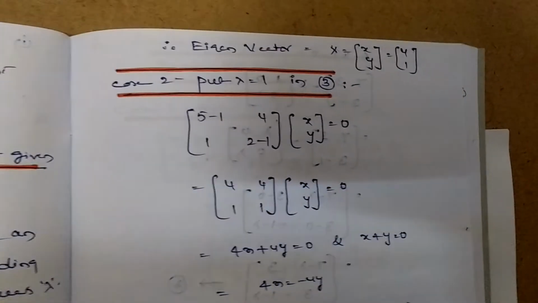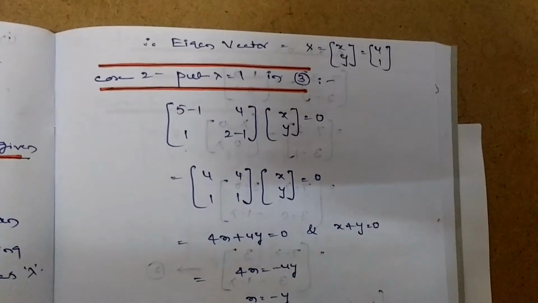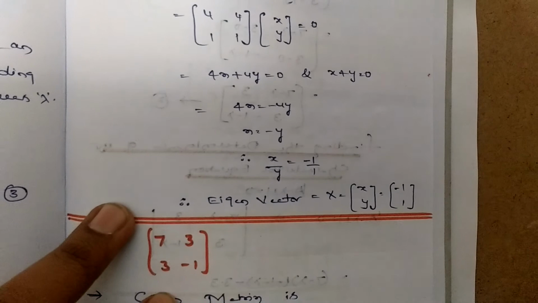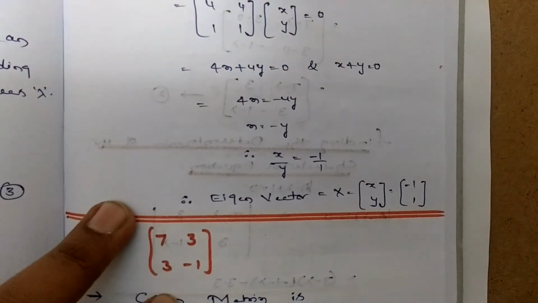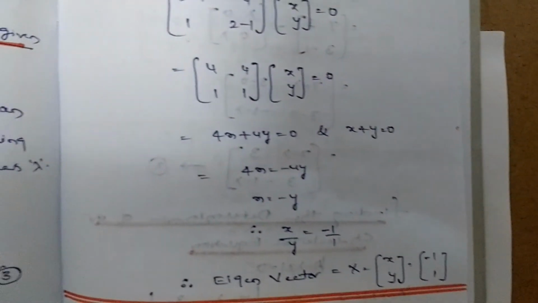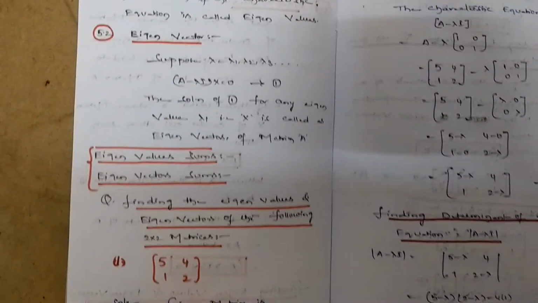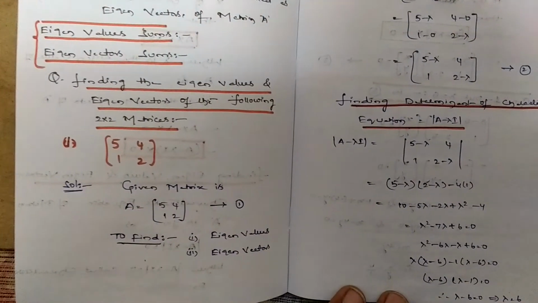Therefore, we got two eigenvectors, that is x, y is 4, 1 and x, y is minus 1, 1. So that's it, guys. This is the procedure how to solve the eigenvalues and also the eigenvectors of the given matrix.